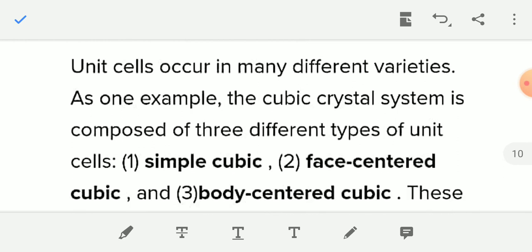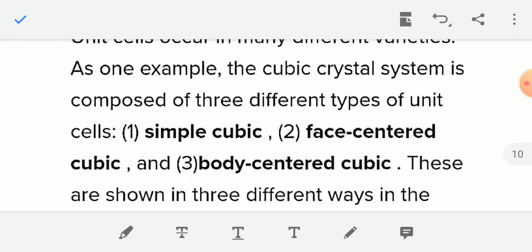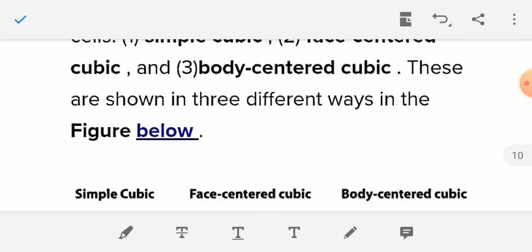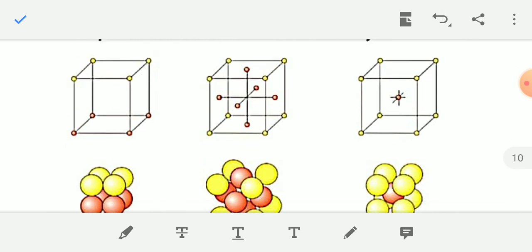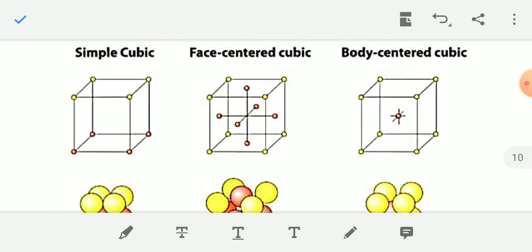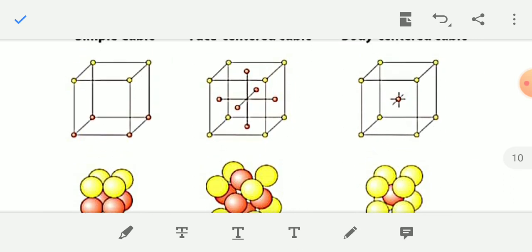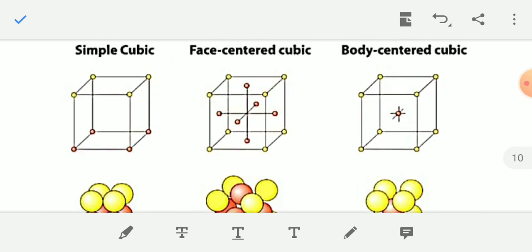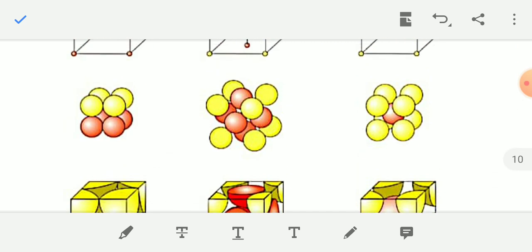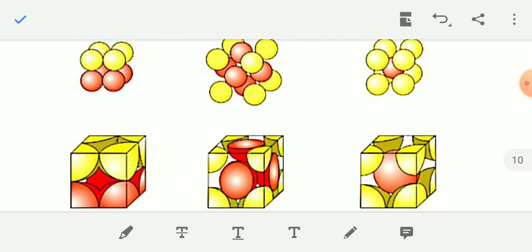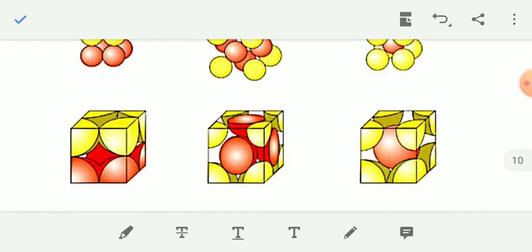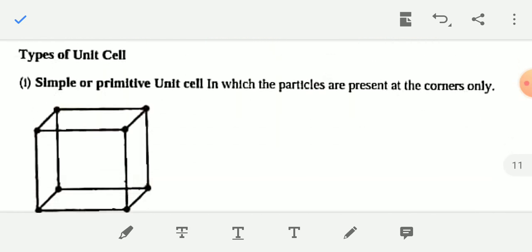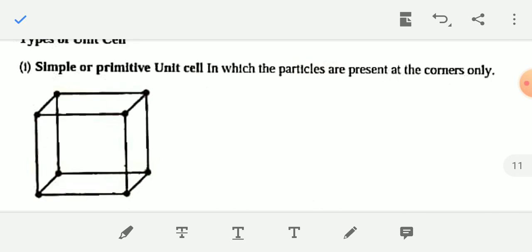There are different types of unit cell: simple cubic, face centered cubic, body centered unit cell, and end centered also. These are three-dimensional unit cells. First one is simple unit cell, second one is face centered unit cell, and third one is body centered unit cell. It looks like this. You can see a three-dimensional picture of the defined unit cells: simple, face centered, and body centered. Now we have to know the definition of each type, that is what is simple, what is face centered, what is body centered.